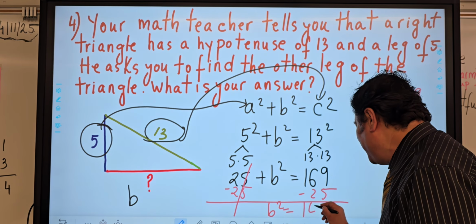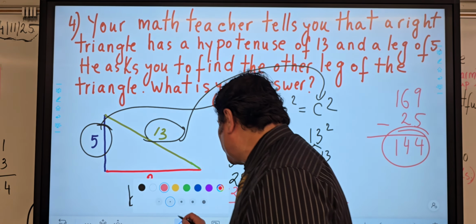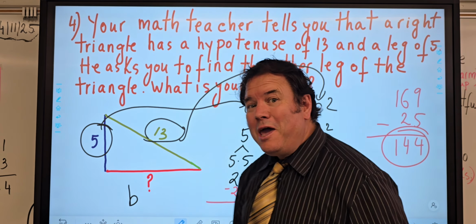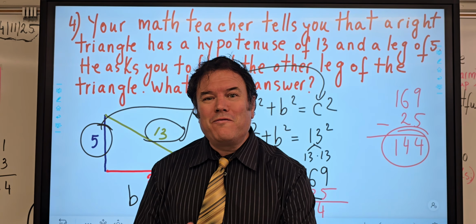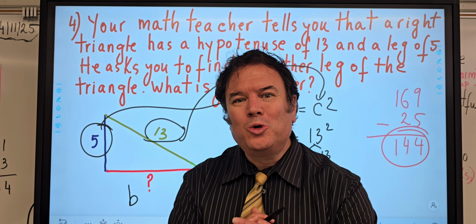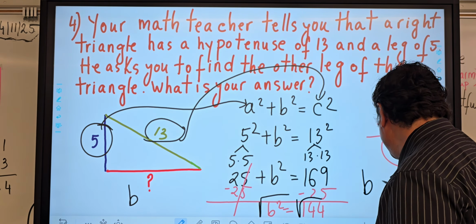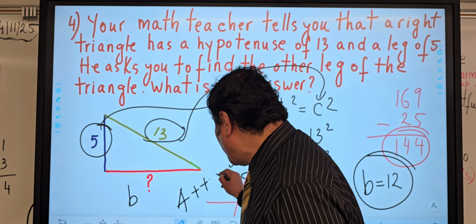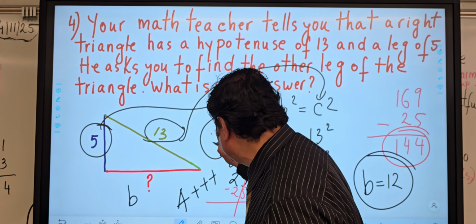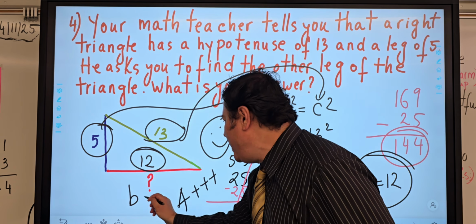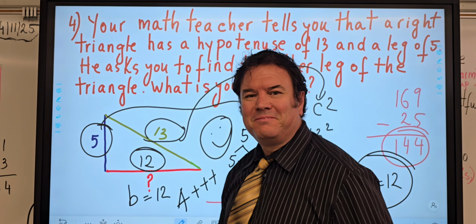Now we have to square root on both sides in order for us to find the b. And everyone should know that the square root of 144 is 12. That's right. So b equals 12. And if you got 12, remember, Mr. Dobrescu is giving you an A+++ and a happy face. So the answer is 12. b equals 12. Okay, folks?